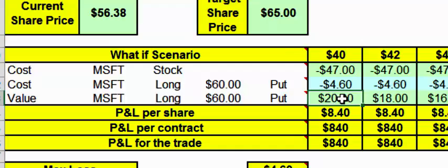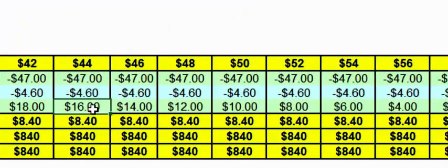Well, think about it. You have these shares of Microsoft. This put option is allowing you to sell them back to the market at $60 no matter what happens. So if the share price at the time is only $40, that means there has to be $20 of real value in that put option. At 42 there's $18. At 44 there's $16. If the share price goes to 46 there's $14, and so on and so forth.